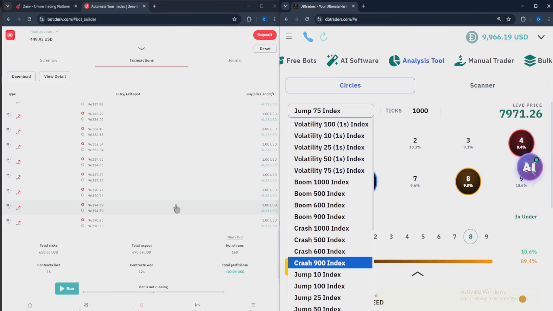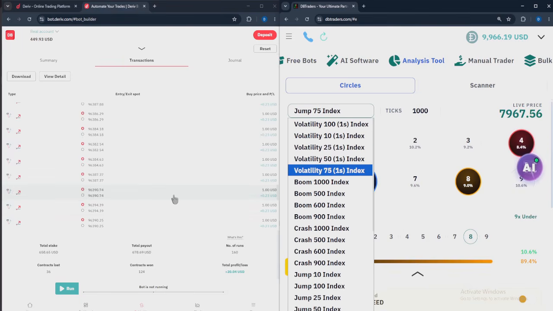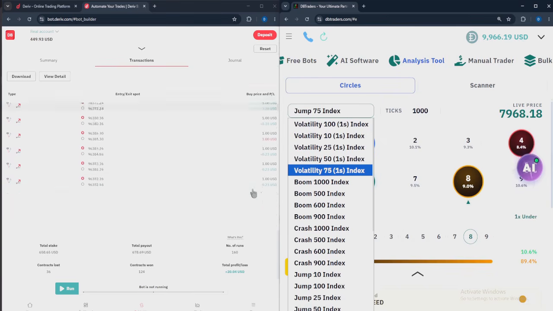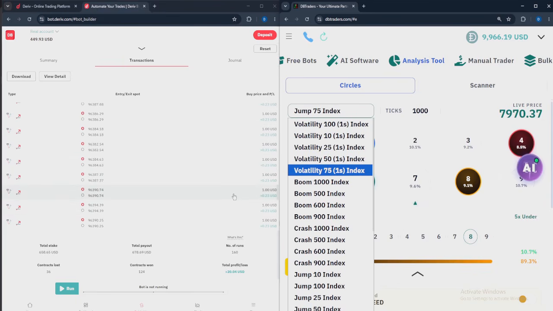Basically I can ascertain Jump Indices are okay, Jump 10, but mainly focus on Jump 75 and 100. They are really nice and stable. Actually, for the first 20 runs, I only incurred 1 loss. I think it was 1 or 2 losses, which was really nice for the bot. So go test it out. That was basically what happened. It was an experiment I did today.